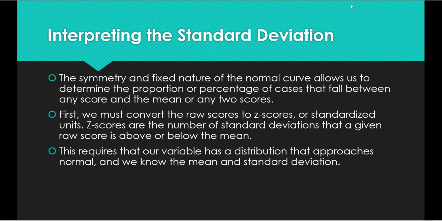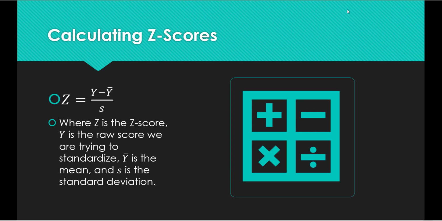This requires that our variable has a distribution that approaches normal. So this does not work if we have a variable whose distribution does not approach normal. We also need to know the mean and standard deviation for that variable. So when we're calculating that z-score, this is the formula we're going to use.